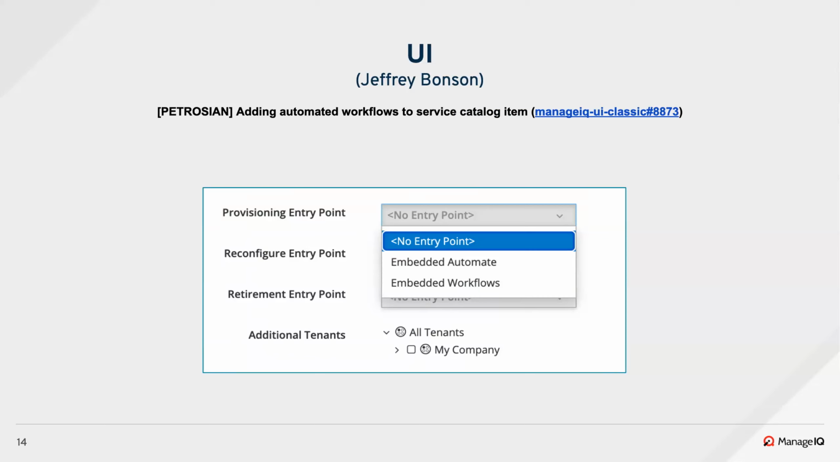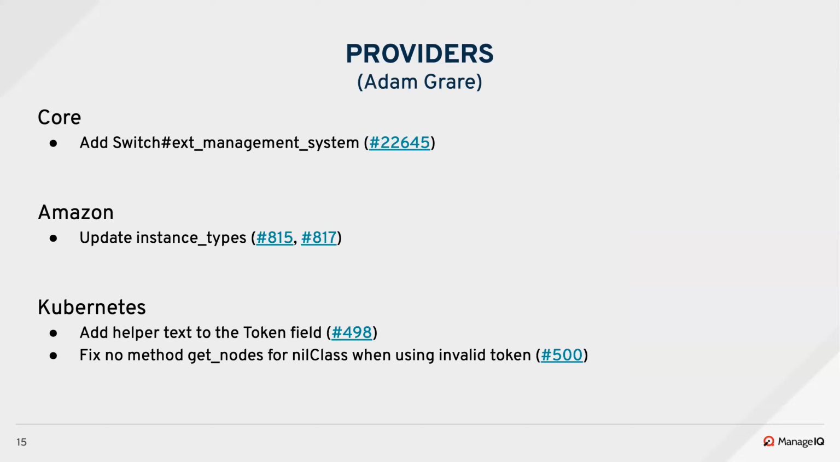This PR was created as a result of merge conflicts in the Petrosian branch. This is related to adding the embedded workflow options to the service catalogs form. Next slide. And that's all from the UI side. Over to Adam. Thanks, Jeffrey.